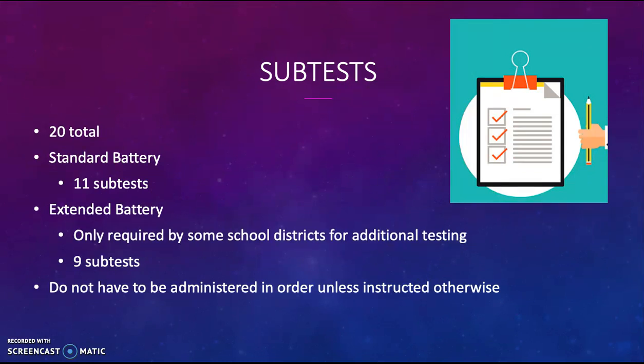This includes 11 standard battery tests consisting of letter-word identification, applied problems, spelling, passage comprehension, calculation, writing samples, word attack, oral reading, sentence reading fluency, math facts fluency, and writing fluency. The extended battery subtests include reading recall, number matrices, editing, word reading fluency, spelling of sounds, reading vocabulary, science, social studies, and humanities. This section of subtests is only required by some school districts. There are many different subtests, and they do not have to be administered in order unless you are instructed to do so.